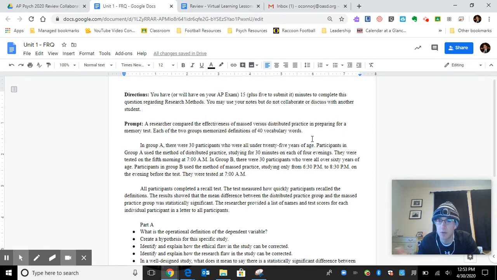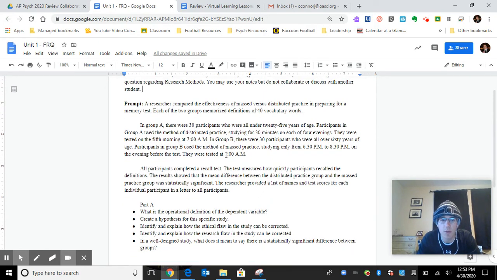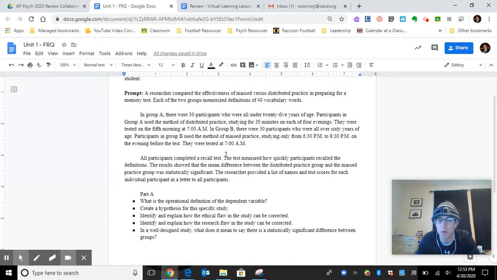You may use your notes, but do not collaborate or discuss with another student. Like I said, have that cheat sheet out and just reference that. So you can read through the prompt, pretty straightforward, just giving you the description of a research study that a psychologist carried out. And then you have 1, 2, 3, 4, 5 points here.